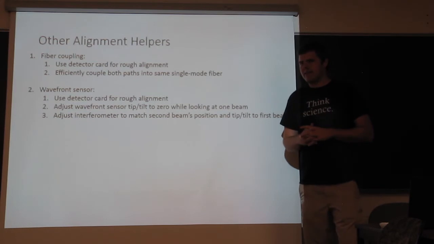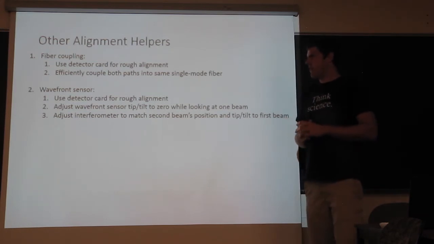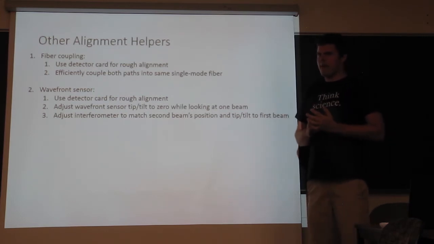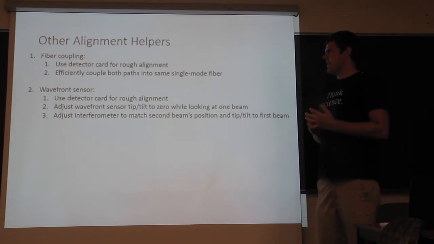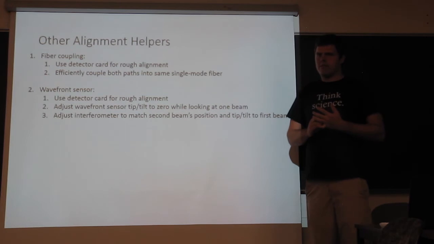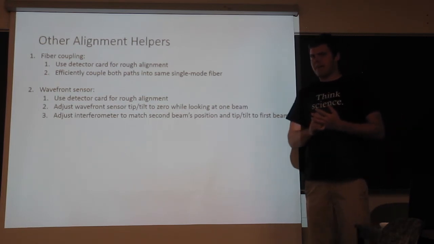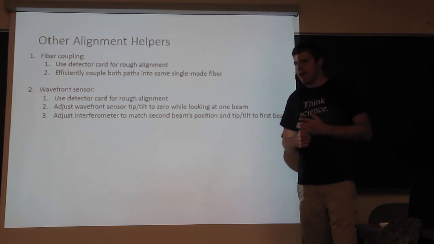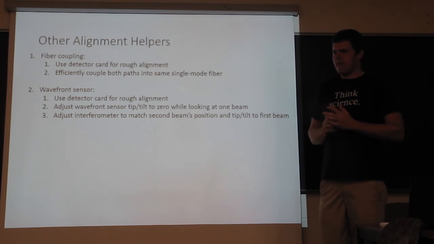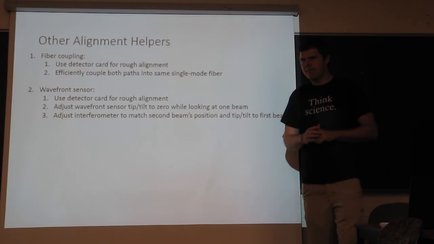One of them is to just use a single mode fiber. You can roughly align your beam, say with an IR detector card or with an alignment laser. And then the goal would be to couple both arms into the same single mode fiber. And if you can do that with a high coupling efficiency, then that means that outside of the fiber, the beams have a high spatial overlap.